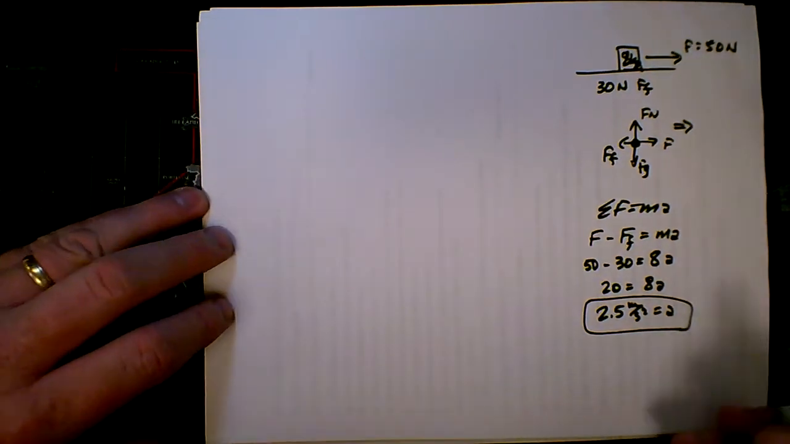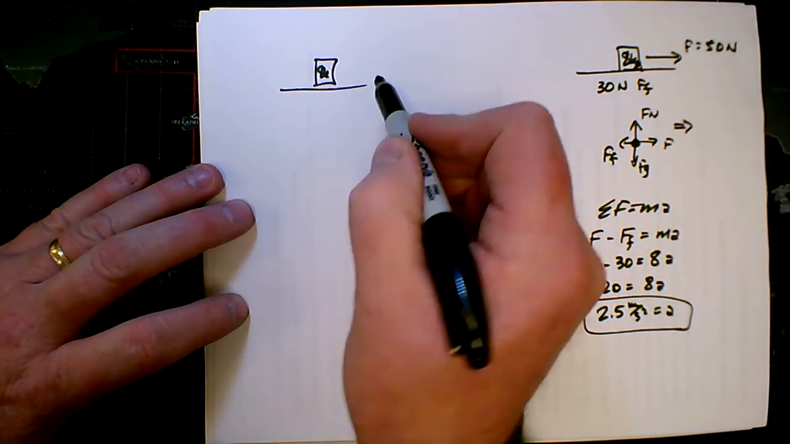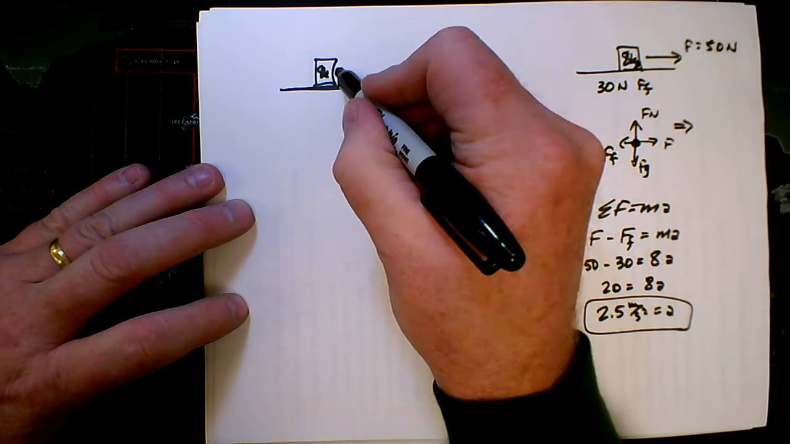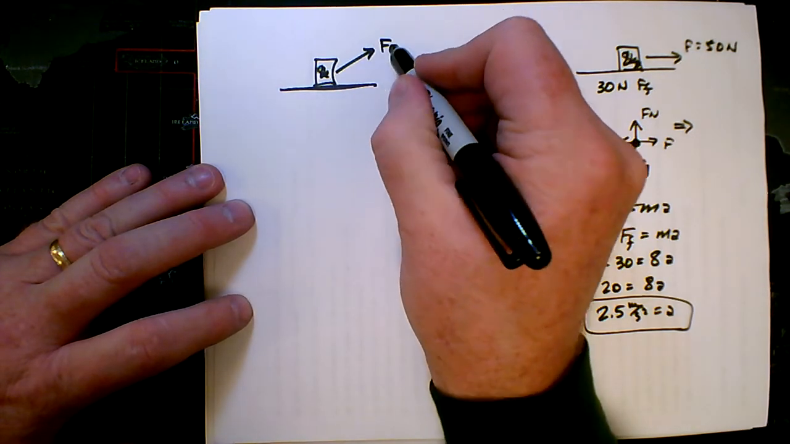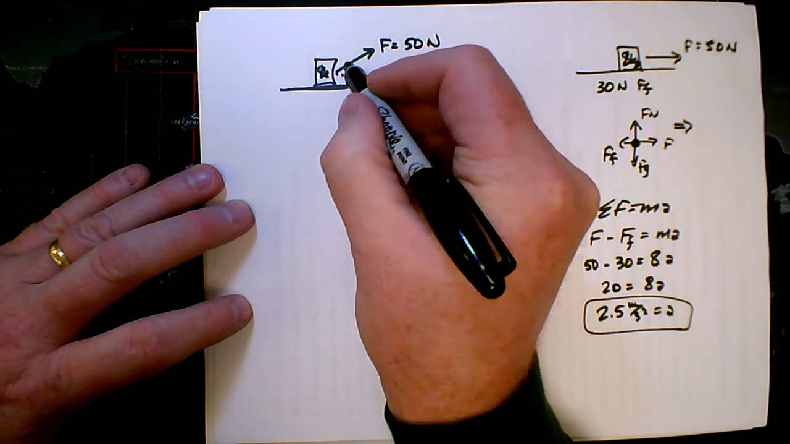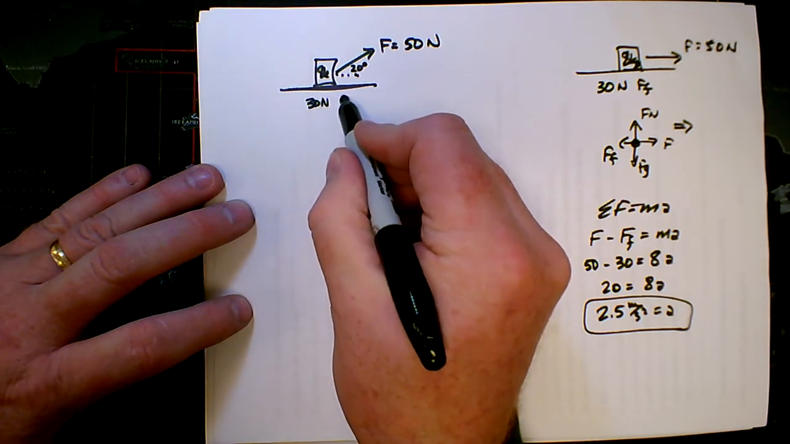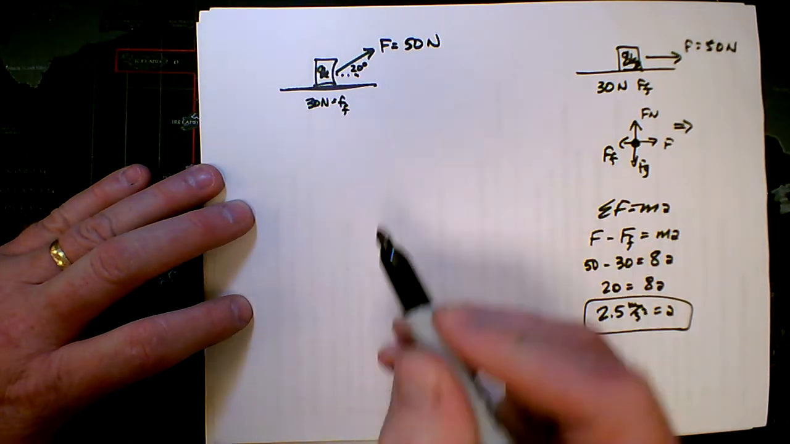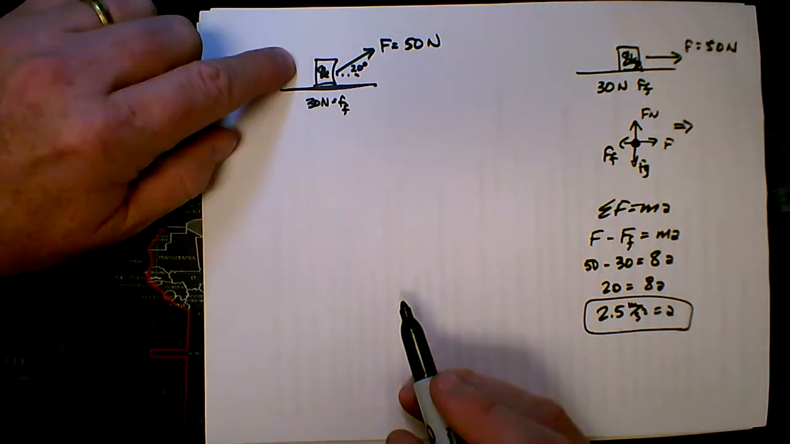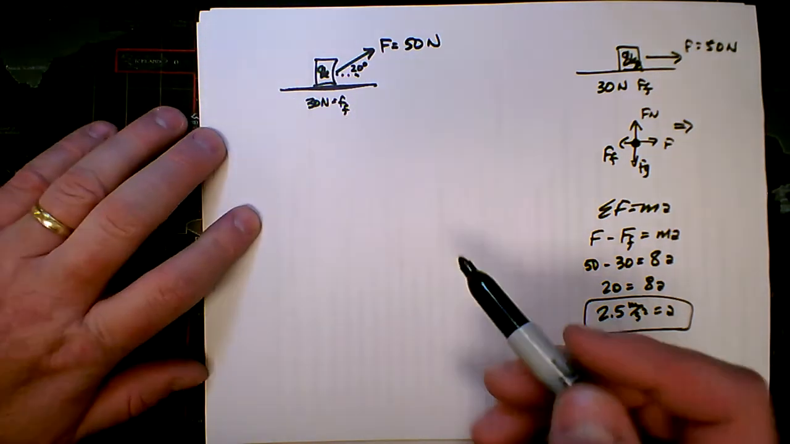Let's make it just a little bit more interesting. We'll still stick with our good old 8 kilogram box and our 50 newton applied force, but this time let's put that applied force at an angle. Let's say that's a 20-degree angle, and we'll keep our 30 newtons of friction because, you know, it's just fun to do that. So I've got my 8 kilogram box pulled by a 50 newton force, but this time it's at a 20-degree angle and 30 newtons of friction.